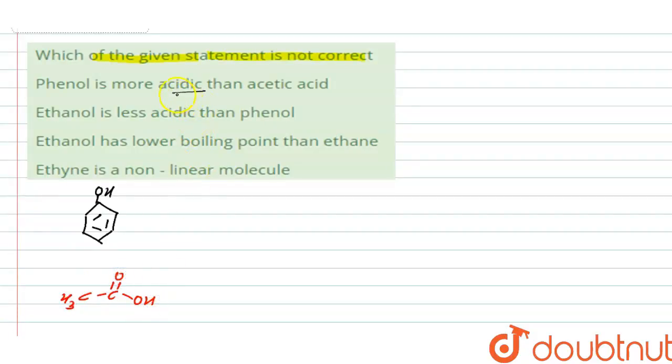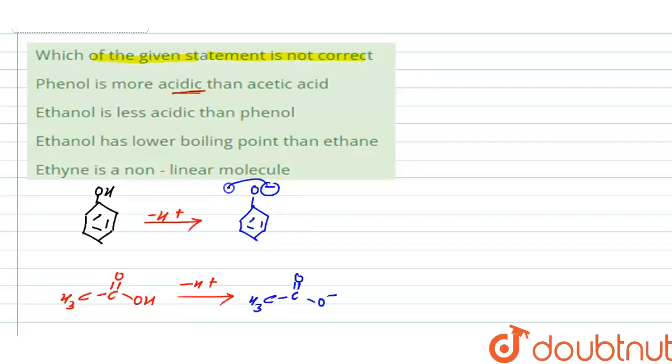Here we are given acidity. For acidity we have to remove an H plus ion, so from here and here we will get H plus ion. After removal of H plus ion, we will get something like this: here we will have O minus, and here we will have CH3 C double bond O and O minus. Now as you know, this negative charge is in resonance with this ring. So this negative charge will shift over here and this bond will shift over here.